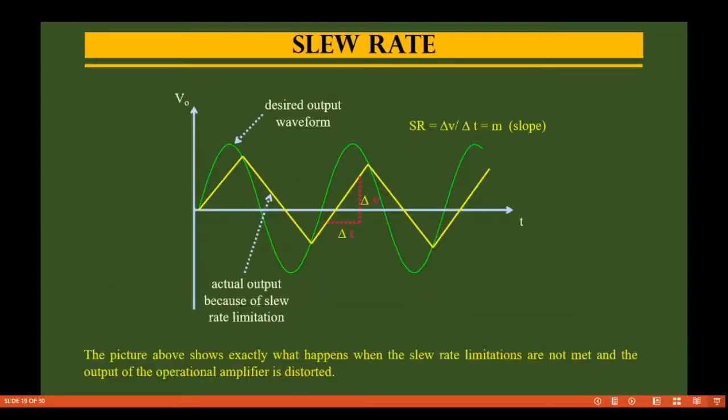So this is the image showing the effect of slew rate. The green waveform is the desired output waveform that we require at the output of the op amp, but due to the frequency limitations, due to a lower slew rate, we get a triangular waveform, and this is due to the slew rate limitations.